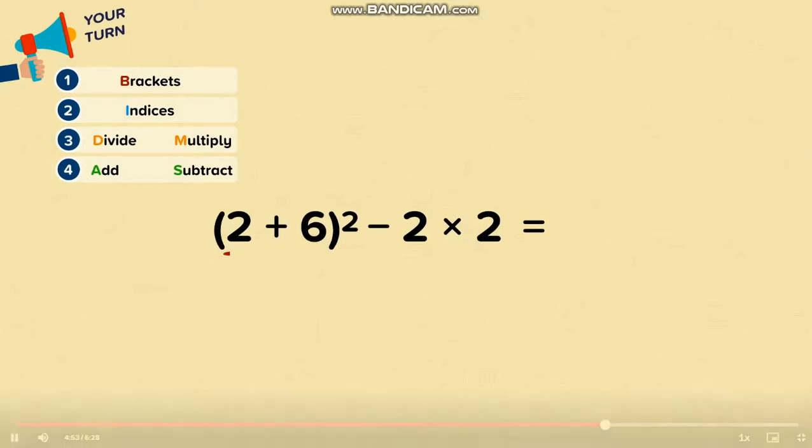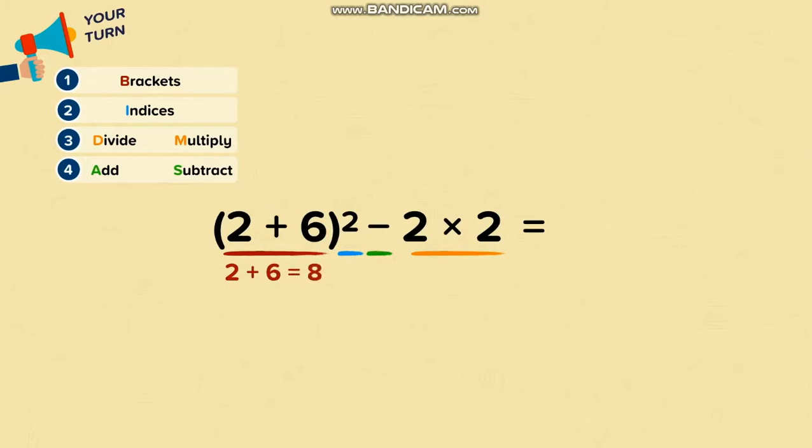Again, first identify all the operations, like this. And then we make sure we complete the operations in the order of BIDMAS. So first, let's solve the operation within the brackets. Next, let's find the result of the index number. After that, we need to multiply. And finally, we subtract. So 2 plus 6 is 8.